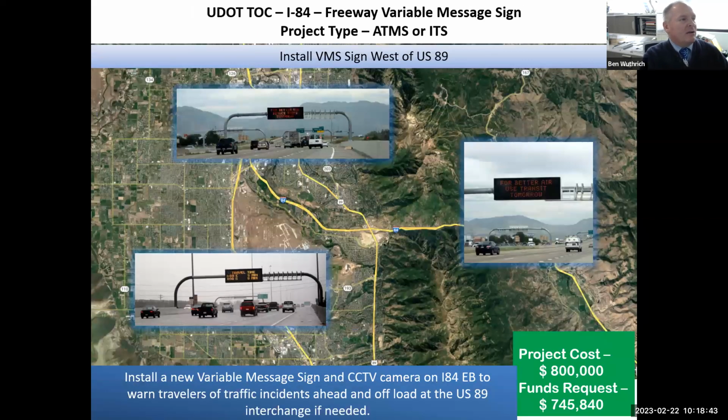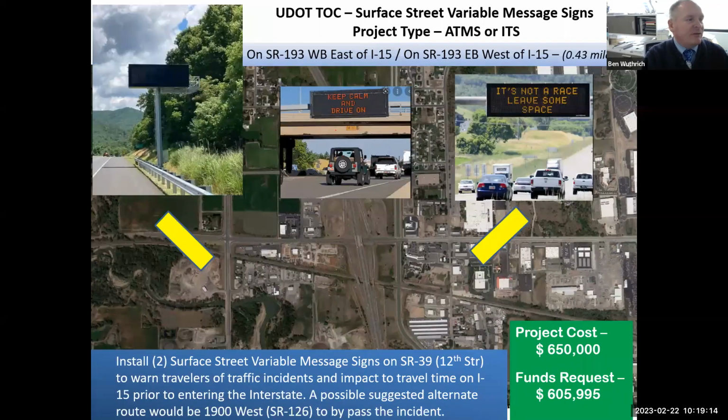Next project is a request from the UDOT TOC Traffic Operations Center. This is on I-84. This is for freeway variable message signs. This will install a variable message sign west of US 89 to direct traffic on I-84 if 89 is congested or there are issues. Project estimated cost is $800,000. Funds being requested is $745,000 plus.